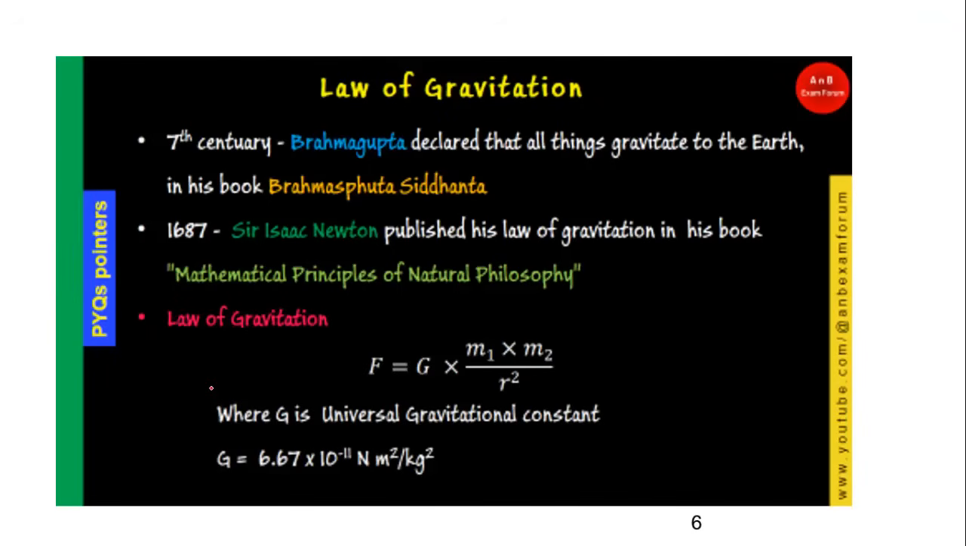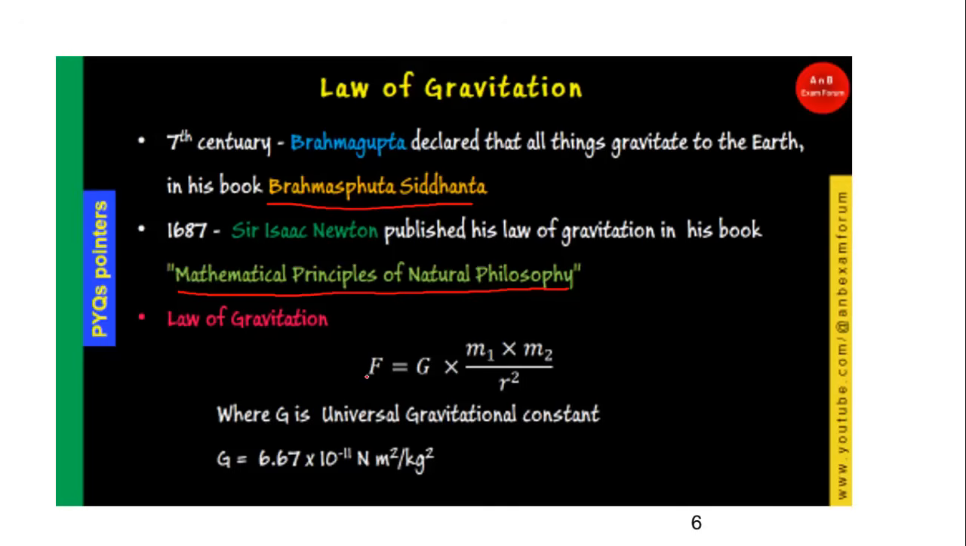We have seen in our theory chapter that in the 7th century Brahmagupta declared that all things gravitate to the earth in his book Brahmasphutasiddhanta. Later, in 1687, Sir Isaac Newton published his law of gravitation in his book Mathematical Principles of Natural Philosophy. In this book he explained everything about the law of gravitation, and gave it a mathematical foundation, also known as Newton's universal law of gravitation.